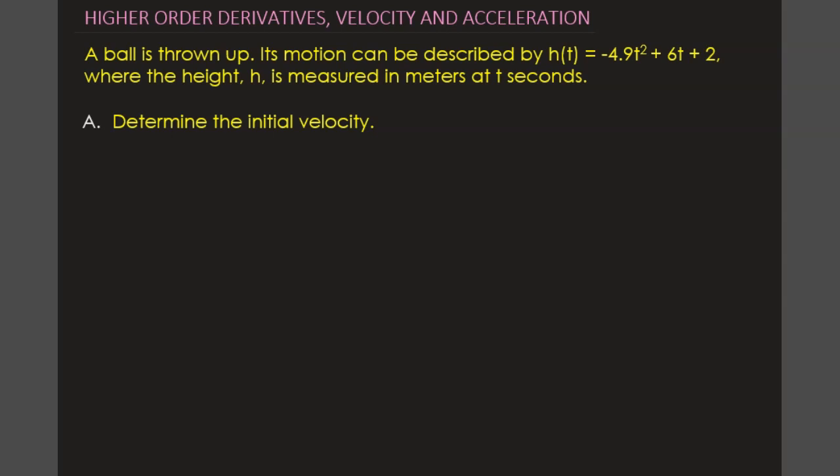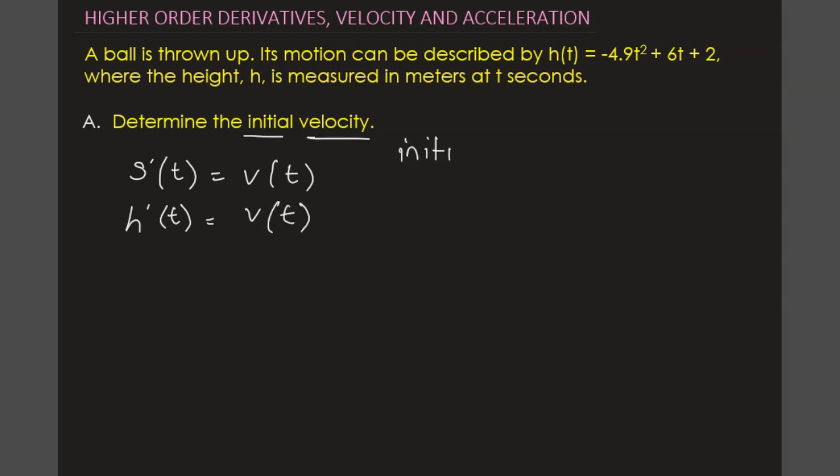Now from the previous videos, we already know that the derivative of distance is velocity. In this case, distance is represented with height because we are dealing with a vertical motion. So the derivative of height is going to be equal to velocity. They want us to find the initial velocity, and initial velocity means velocity at time t equal to 0.